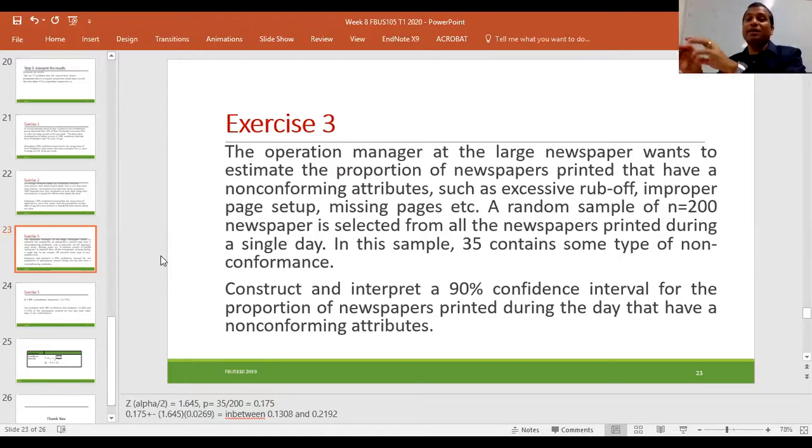So generally I take a sample of 200 newspapers. That's what they did. A random sample of 200 newspapers is selected from all the newspapers printed during the day, millions of newspapers. In the sample we took only 200, and 35 contain some type of non-conformance, the non-conforming attributes we have already defined. So they were not proper. What are the items of interest? 35 items contain non-conformance out of 200.